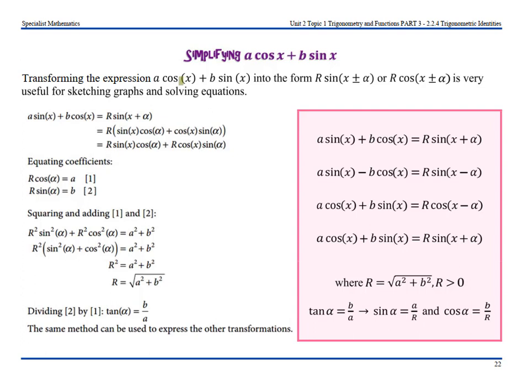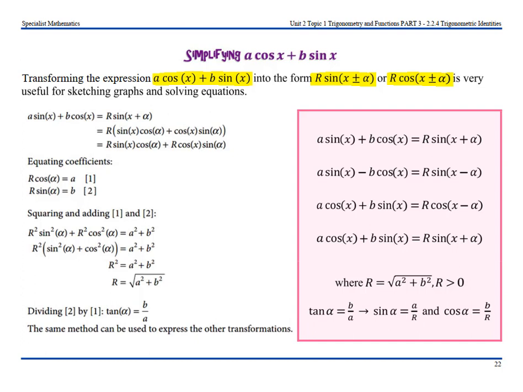So we're going to be transforming a cos of x plus b sine of x into the form of r sine of x plus or minus alpha, or r cos of x plus or minus alpha. Now, if we have it like that, we can see all our translations and transformations. We can see our amplitude, so we can then sketch. Additionally, if we have it in that form, we can also solve.